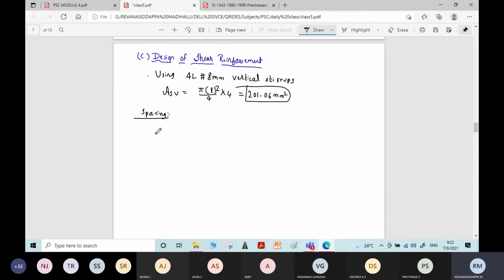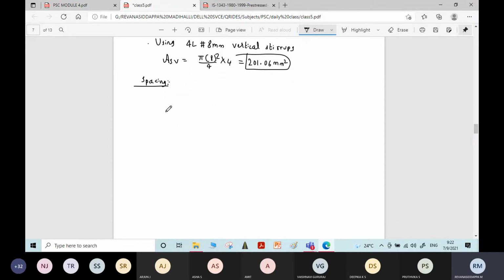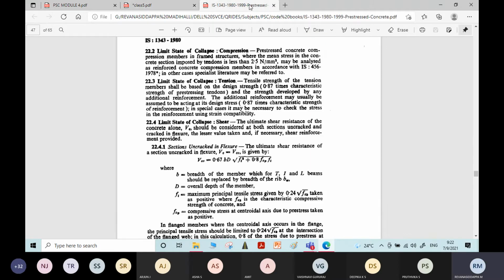For calculating spacing, you need to calculate spacing in 4 different ways. Comparing all the values, you need to choose the minimum value as the spacing for the reinforcement. In that, first one is given in page number 48 of the code book.